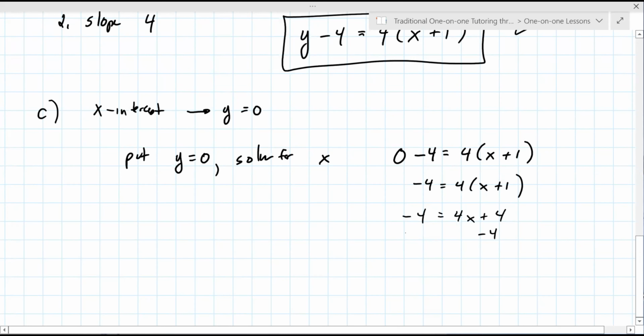So we're going to subtract 4 from both sides. Minus 8 equals 4x. Divide by 4. x is -2. For the y-intercept, we make x 0.